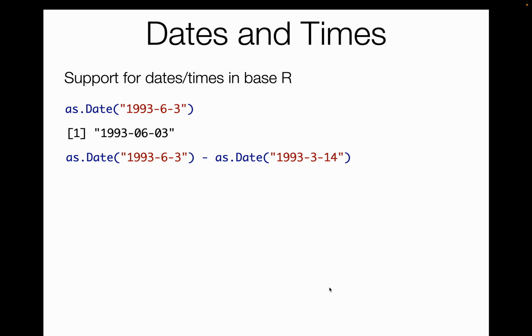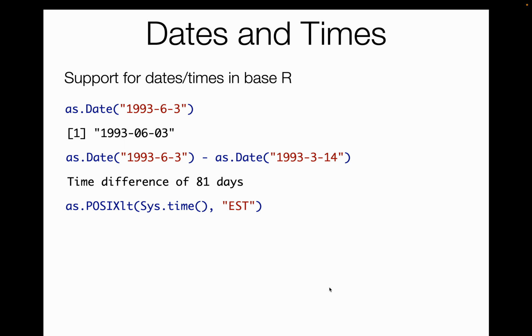But what if I try to subtract dates? So there's my birthday on the left and my wife's birthday on the right. So what's the difference between our birthdays? Does this work? And it turns out it does work, and it even has a fancy printing method that tells you the time difference is 81 days. So we were born 81 days apart.